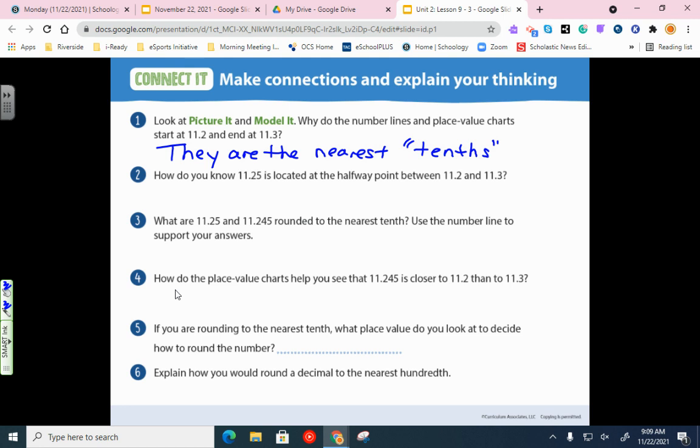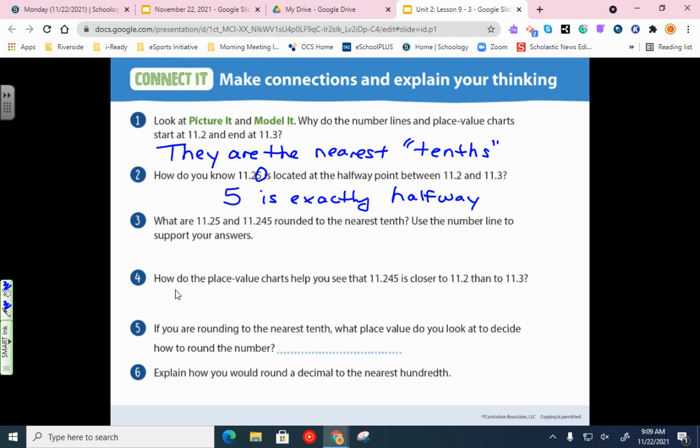How do you know 11 25/100 is located at the halfway point between 11 2/10 and 11 3/10? 5 is exactly halfway. Let's just simply put that 5 right here. It's exactly halfway. What are 11 25/100 and 11 245 thousandths rounded to the nearest tenth? Use the number line to support your answers.